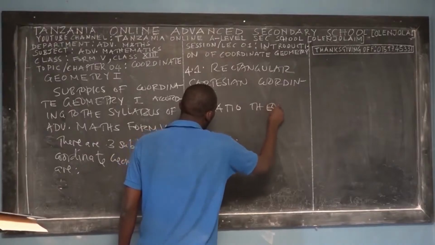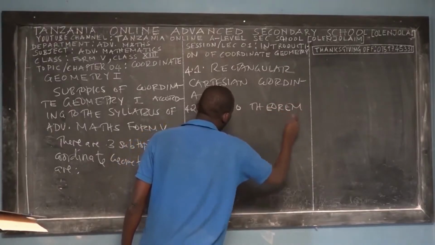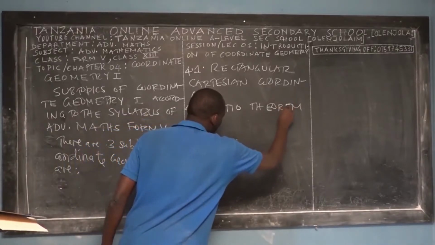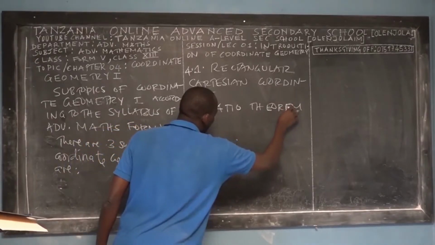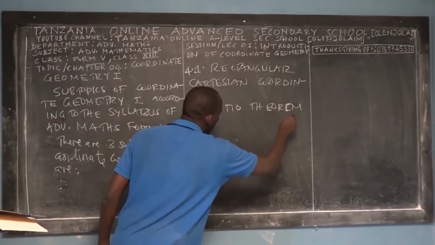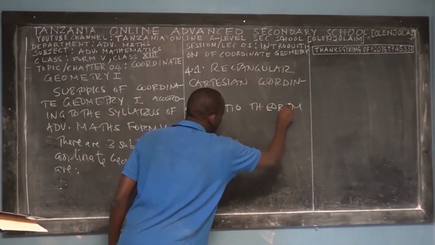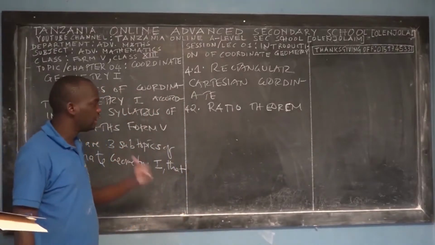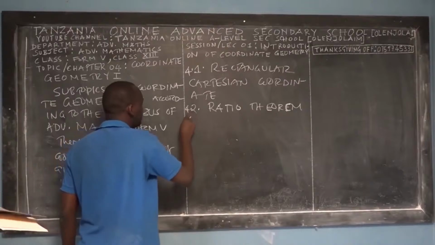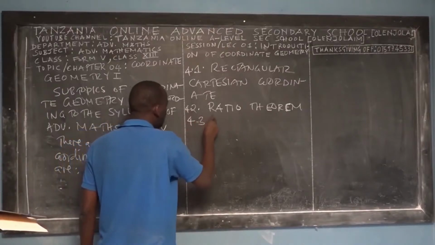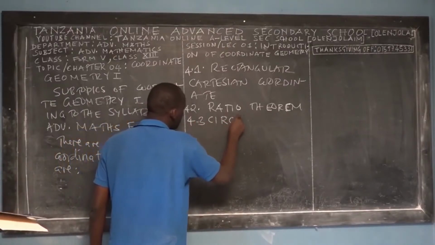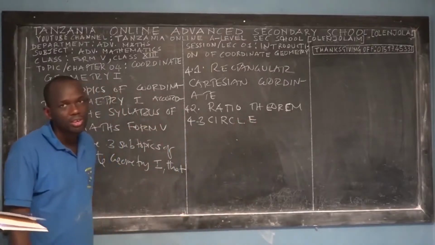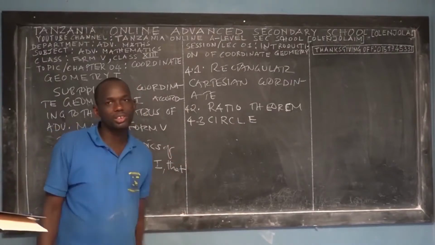I will teach you the concepts of the ratio theorem from the perspective of coordinate geometry, because in mathematics, and even advanced mathematics or ordinary diploma mathematics, you have the ratio theorem in coordinate geometry, and also you have ratio theorems in vectors. The last subtopic is called the circle. I will teach you the circle from the perspective of coordinate geometry.